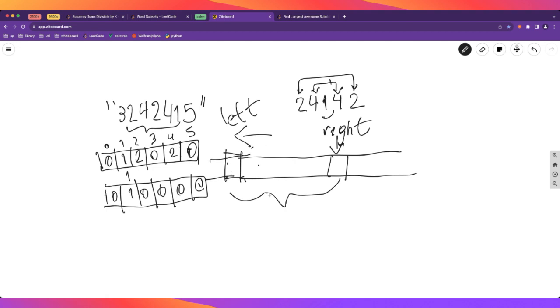So let's for a moment forget about which one is the best. Let's say that we have some left pointer and some right pointer, and we want to calculate this quickly. How can we do that?